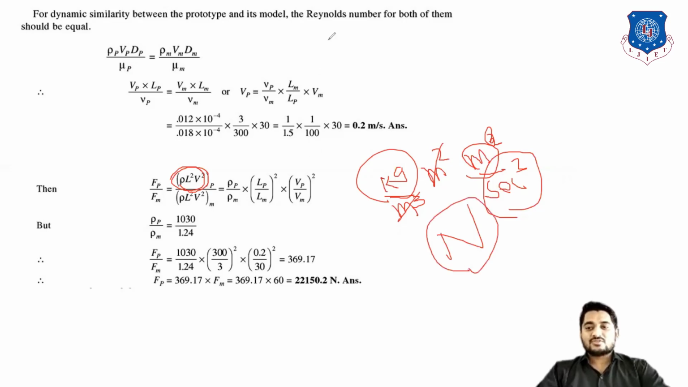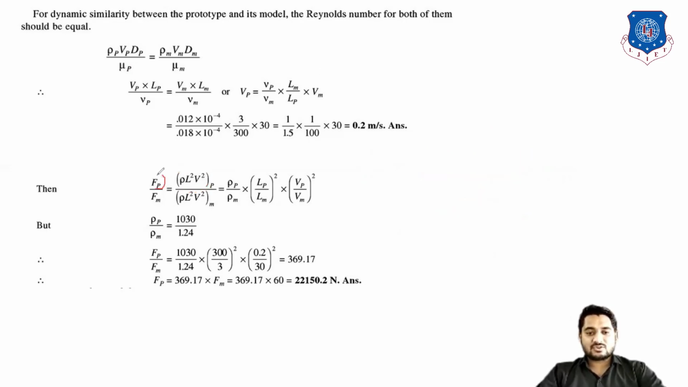Clear students? So here we can write the force ratio of prototype divided by force of model is equal to rho L square V square of prototype divided by rho L square V square of model. Except for the force of prototype, all other data is already given, so you can find Fp is equal to 22150.2 Newton. Clear students? So in this type of example you have to just use Reynolds model law and compare model and prototype for various data.